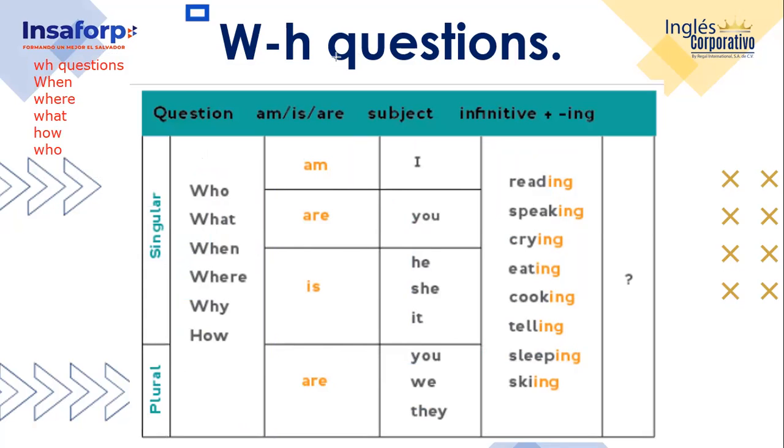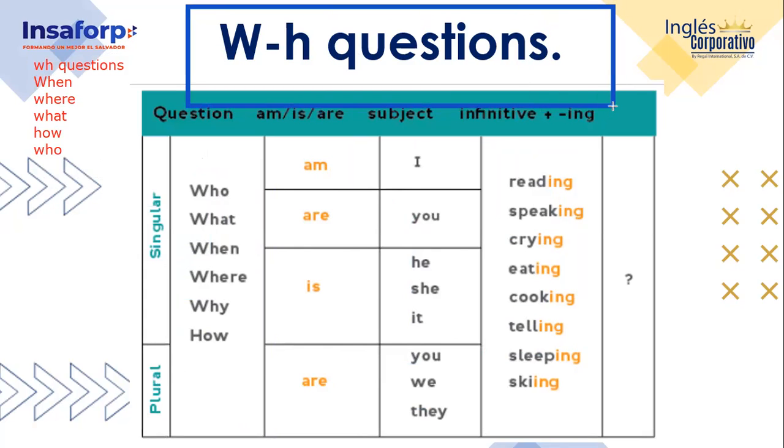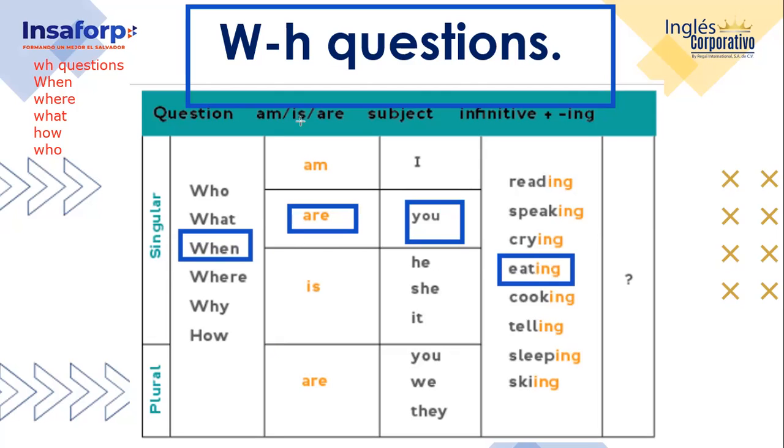And remember that WH questions are used to ask for more information, right? Recuerden que las WH questions son utilizadas para preguntar muchísima más información, como qué estás comiendo, qué estás jugando, qué estás leyendo, que es el ING, ¿verdad? In Spanish. Like, for example, when are you eating? Y para responder a ese tipo de preguntas sería, I am eating, right? At 3 p.m., for example, porque dice when. Estamos hablando acerca de un día, algo específico.